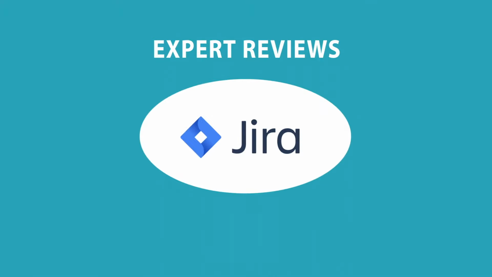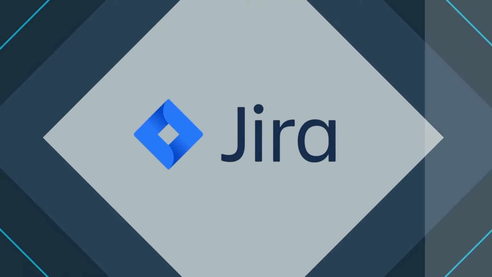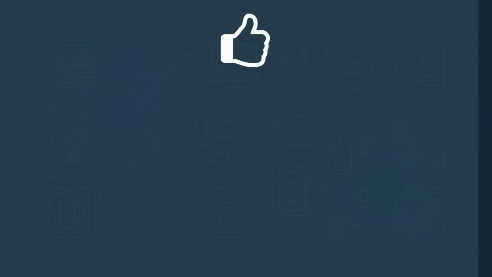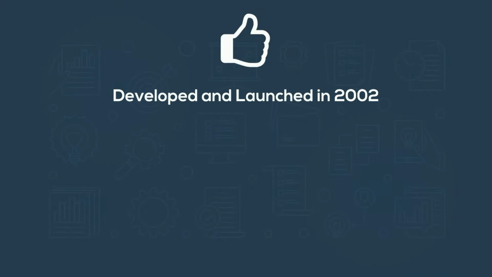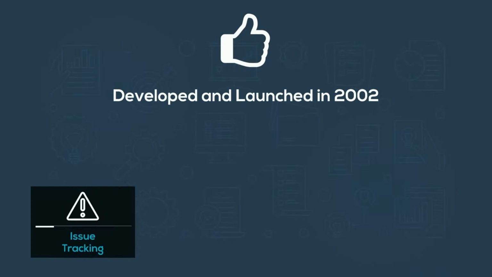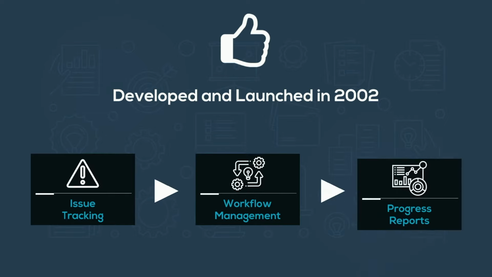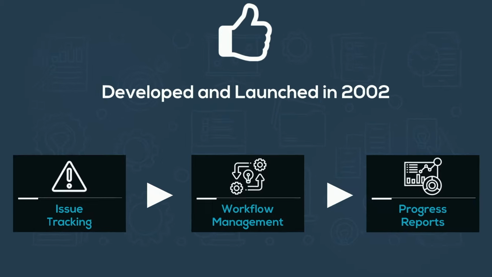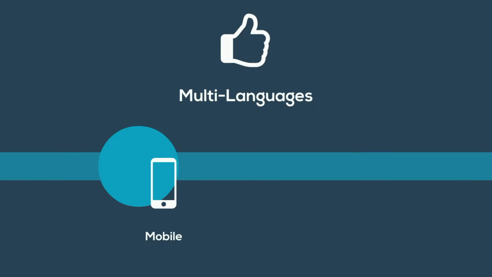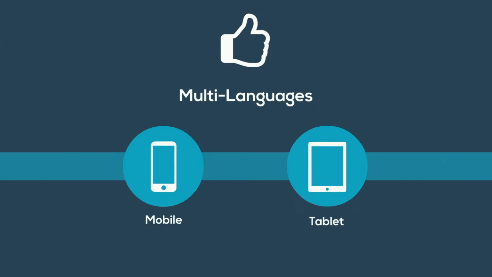Jira is a popular product management solution originally designed as a bug tracker for software development. Jira has come a long way since it was developed and launched in 2002. Today, Jira is used for a wide range of tasks, including issue tracking, workload management, progress reports, and more. Jira is available in multi-languages and is available on mobile and tablet platforms.